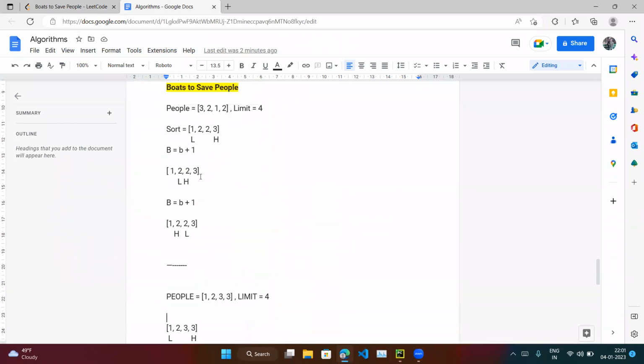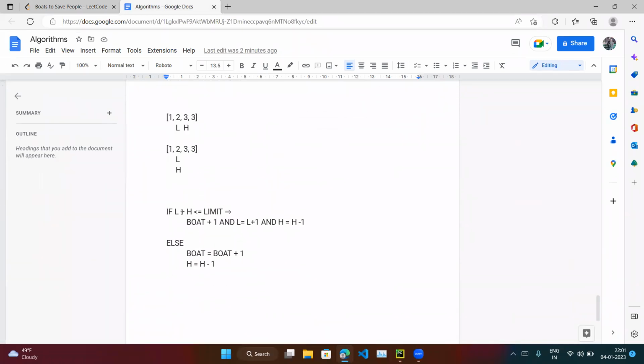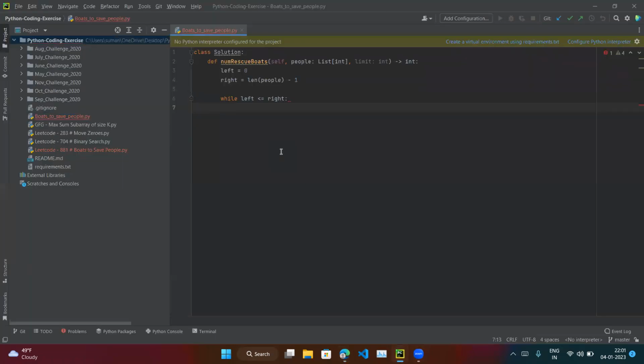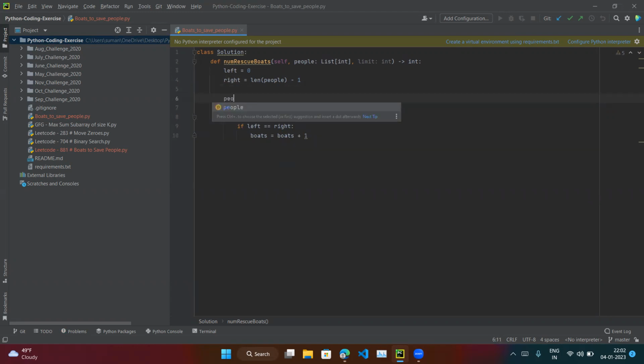If the left pointer is equal to right, then what do we have to do? Both pointers will meet together, but we cannot add left plus right. Then we will just increase boats by 1, and we will initialize boats equal to 0. And before that we have to sort the array. So people dot sort. We have to sort the array, right?